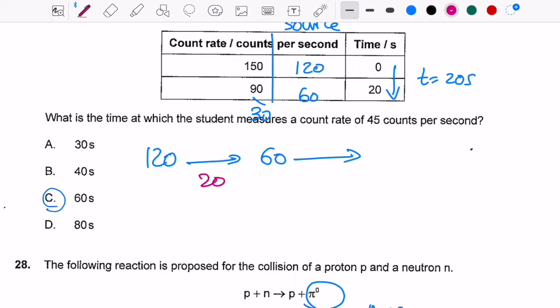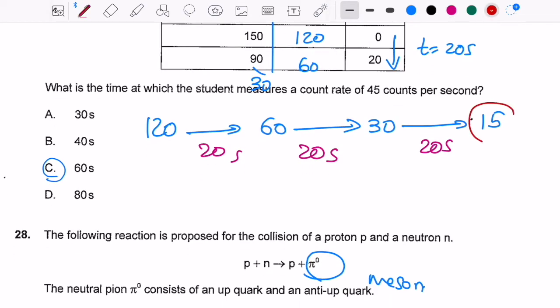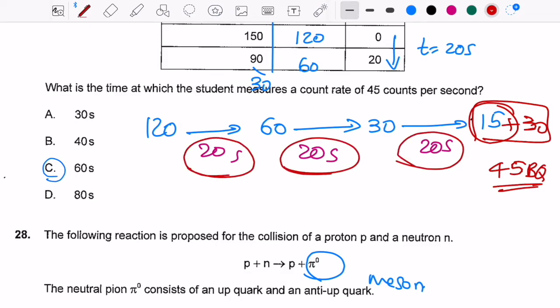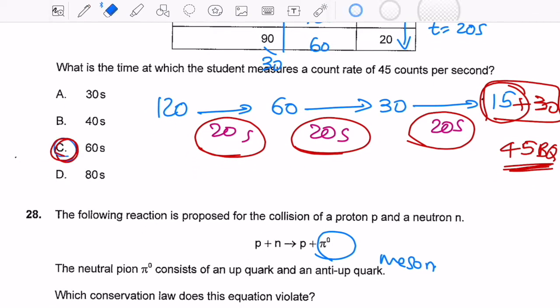And then it means this will change into 30, this will change into 15, always 20 seconds, another 20 seconds, and now 15 becquerel or 15 per second. Actually, the reading you will get, the background radiation is always there, right? So at this point you will get 45 Bq or 45 per second. So it needs 3 half-lives to get to 45 becquerel. So the answer should be C.